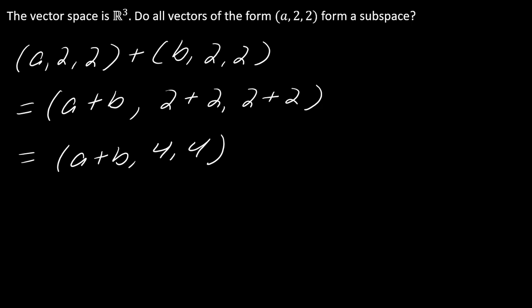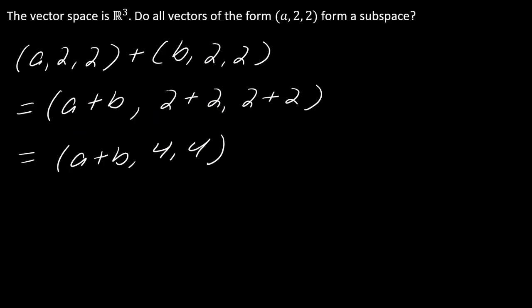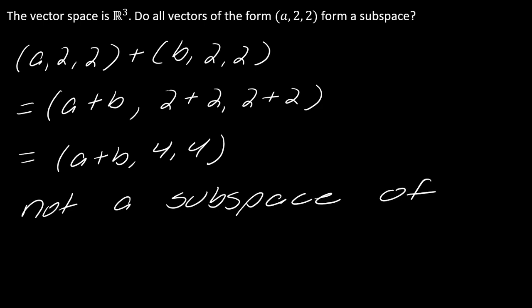Remember, what this says is that if you have these 2 vectors in W, then u plus v has to also be in W. Notice what happened. I need vectors of only this form, and by adding these 2 vectors, they are no longer in the desired form. So this is not a subspace of R3.